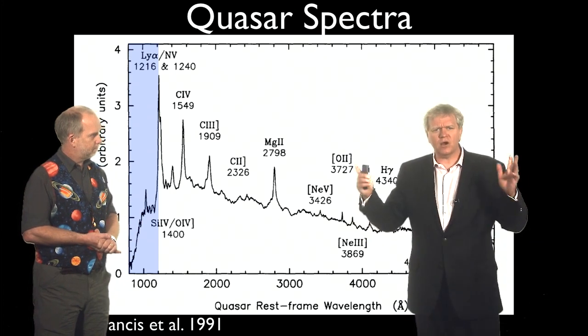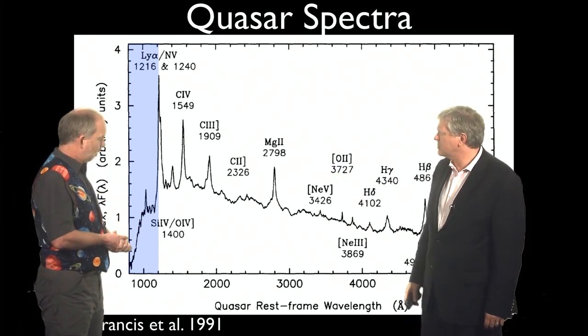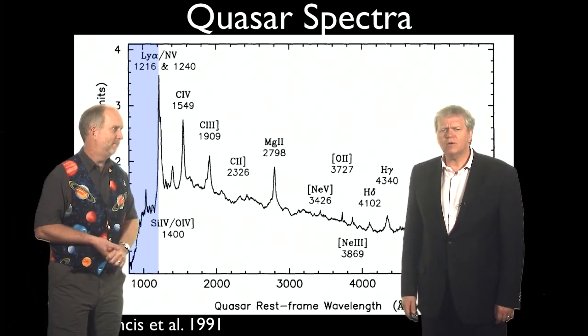Let's look at a higher redshift quasar. This one's at a redshift of, on average, about one or something, or even about less? About two, yeah. About two? It's about 10 billion light years away. Okay, so a long ways away.